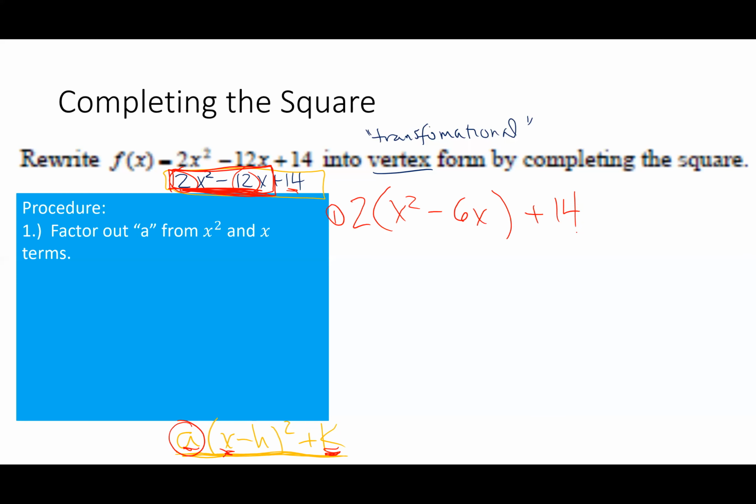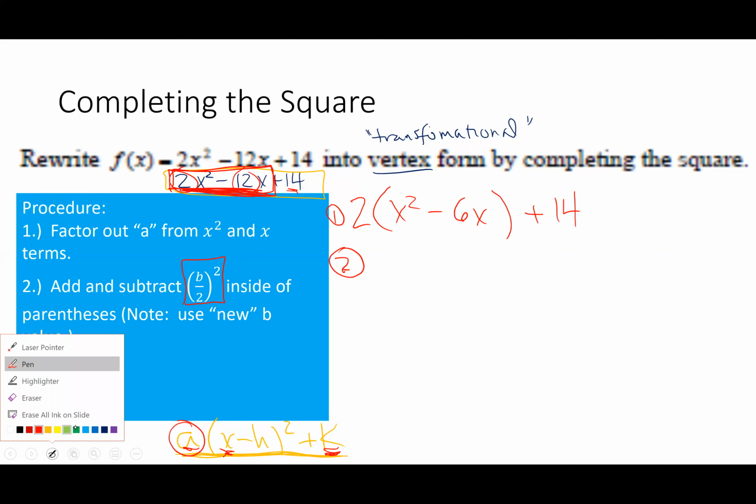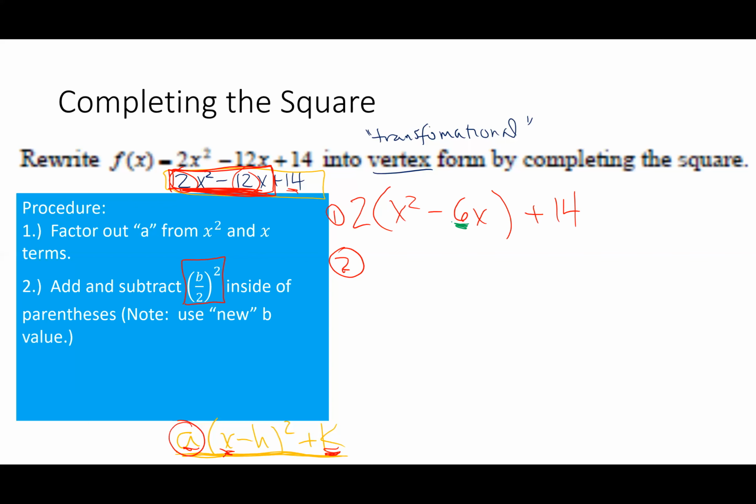Now I'm going to come up with this magic number, and it's going to feel kind of made up here. But there's something that's happening. I'm going to add and subtract this b over 2 squared inside of the parentheses. So first off, b is going to be my new linear coefficient. And let's compute what this magic number is. I know it's going to feel like this is floating out in space, but that's okay. So let's do 6 over 2 first. I get 3. I'm going to square that. I get 9.